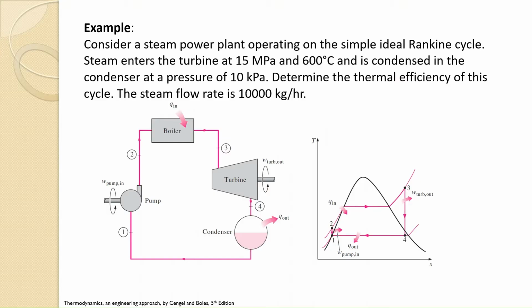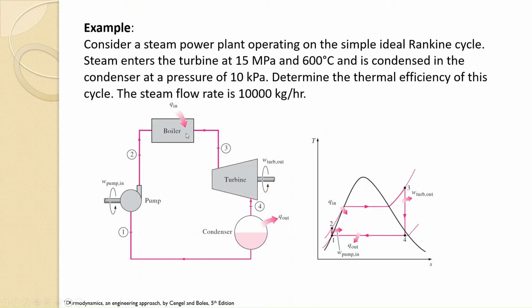We assume that the steam enters the turbine at 15 megapascal and 600 degrees C, and then it's condensed in a condenser with a pressure of 10 kilopascal. We want to determine the thermal efficiency of this cycle. The steam flow rate is 10,000 kilogram per hour.